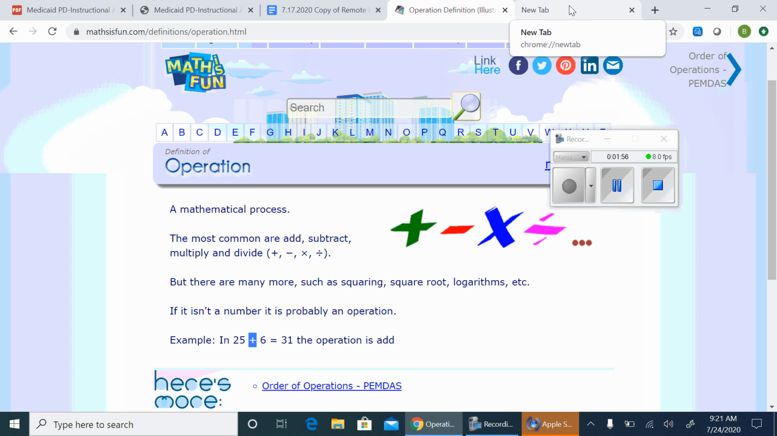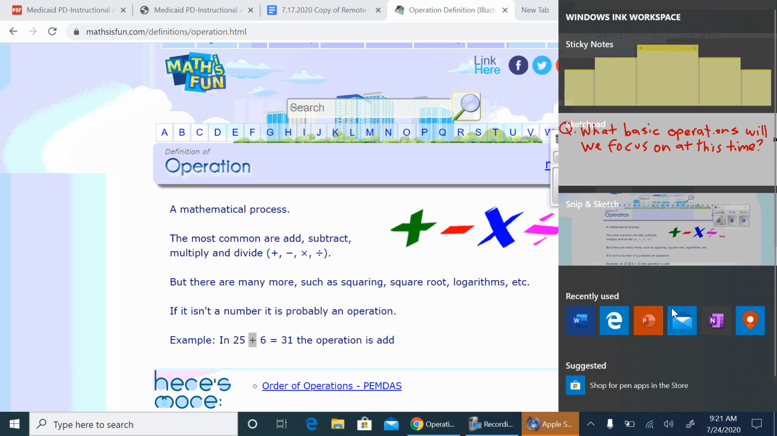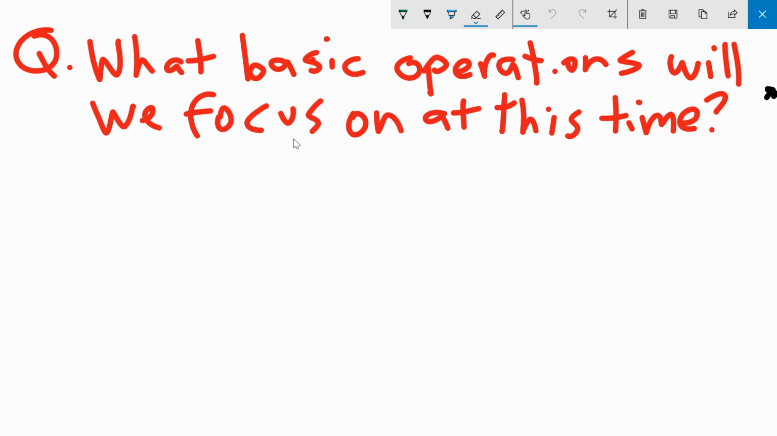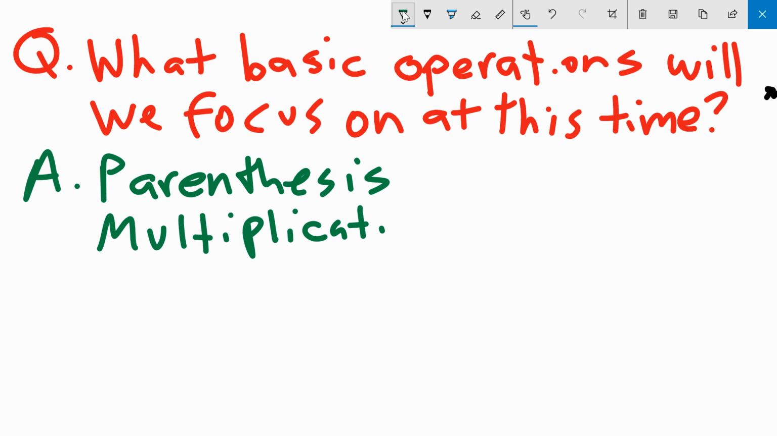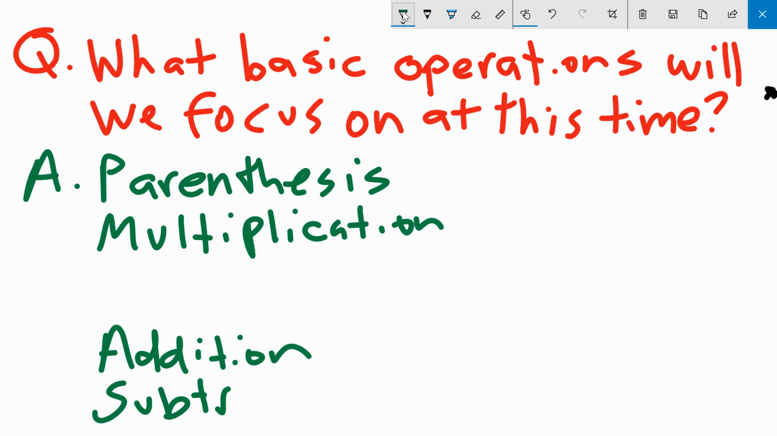So let's look at what we're going to be looking at. Which operators are we going to be looking at? Or what basic operations will we focus on at this time? So let's get right into it. The quick answer is parentheses. Oh man. Multiplication, and then addition and subtraction. All right. But what do these operators look like?